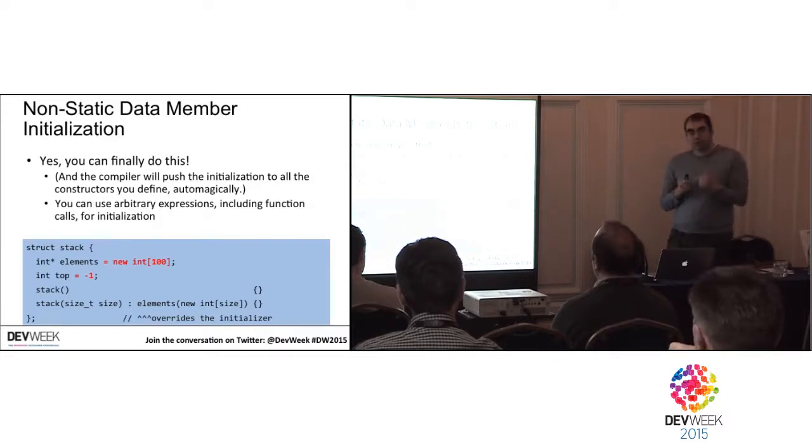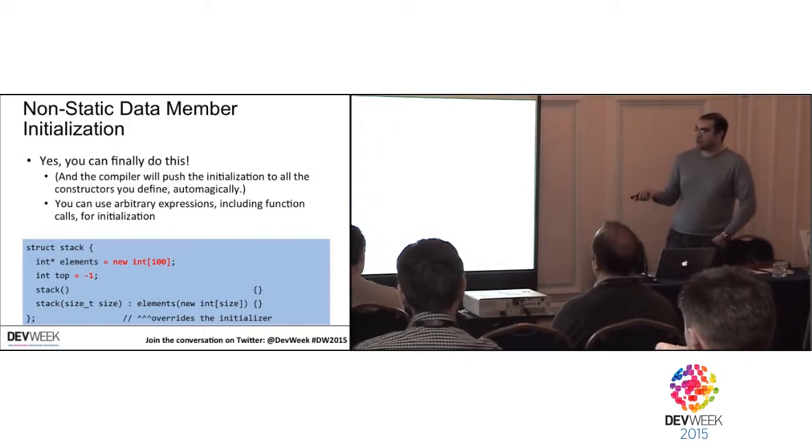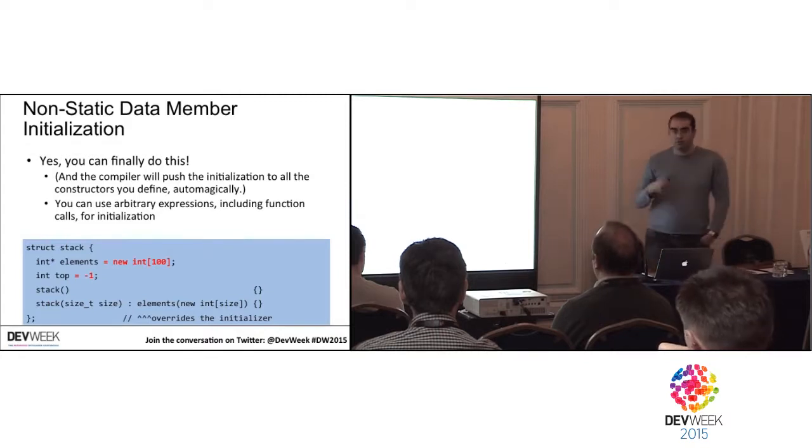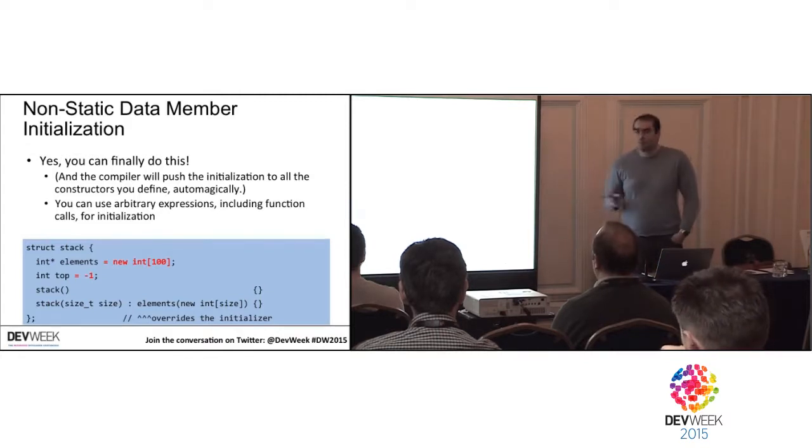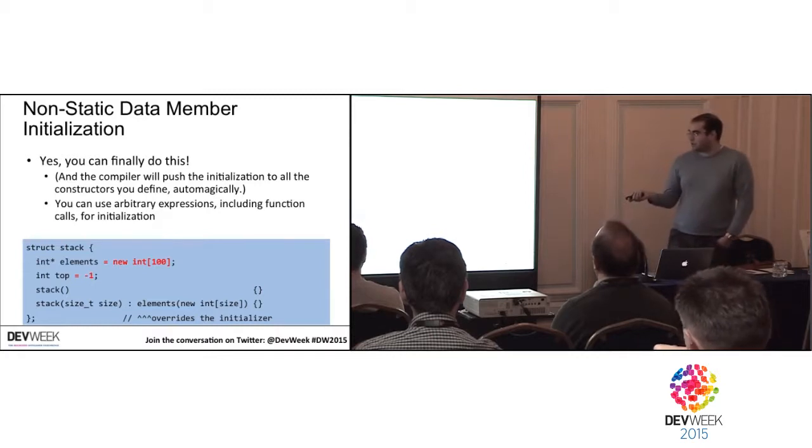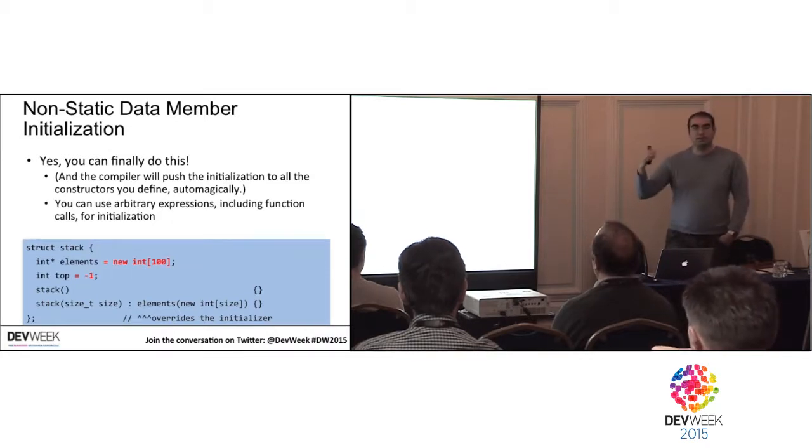But you can override the default initialization with something else in specific constructors by using the member initialization list syntax. So in this example over here, the second stack constructor will initialize elements with something different from the default specified by the initializer. So the member initializer list will override whatever you put in here. If you just add code to the constructor inside the curly braces, it will not override the initializer, and then you end up doing initialization twice.